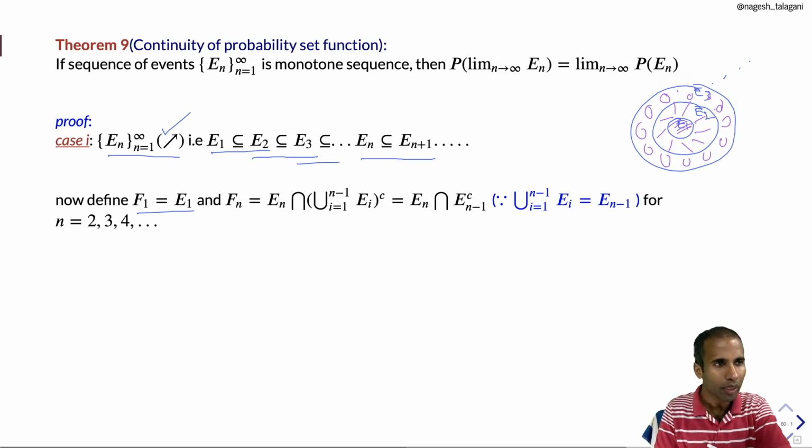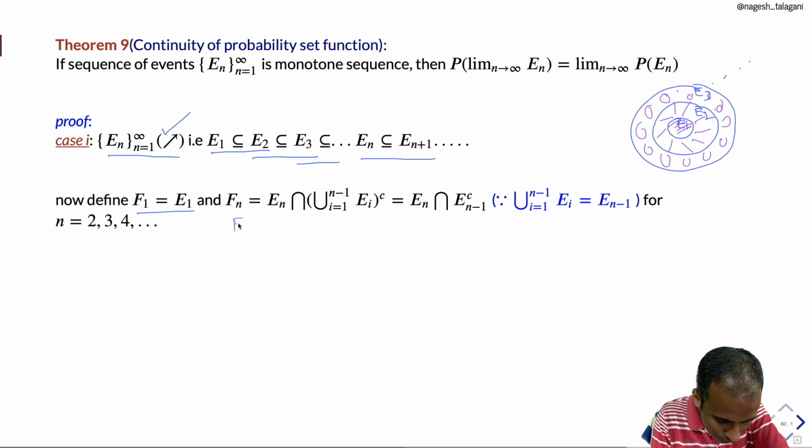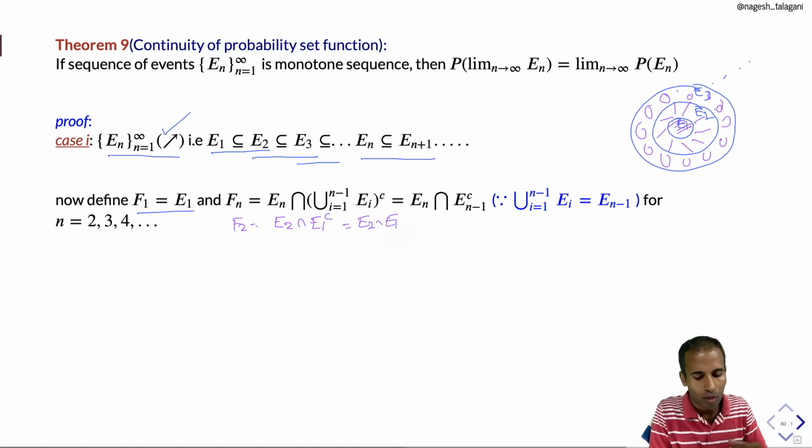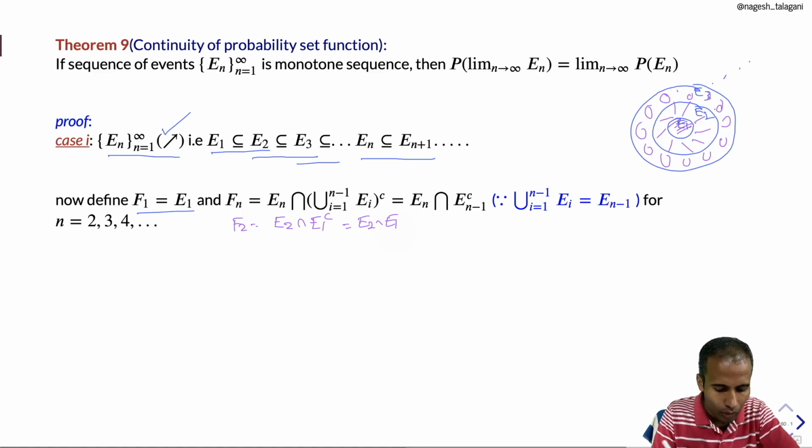Like this. So F1 is the same as E1. F2 is going to be, for example, E2 intersection with the complement of the union of i equal to 1 to n minus 1, which simply means E1 complement, so F2 is simply E2 minus E1. Simply all outcomes in E2 which are not in E1. Because E1 outcomes are already covered by F1, we don't have to take them again. So we want mutual exclusiveness. That's why we are constructing it this way. So this is the idea.